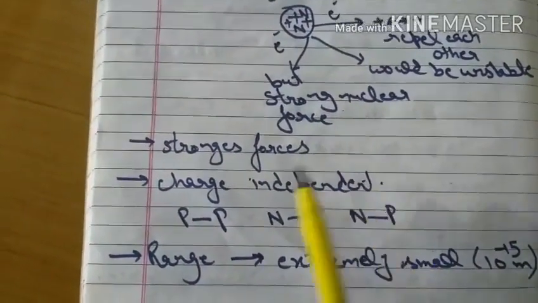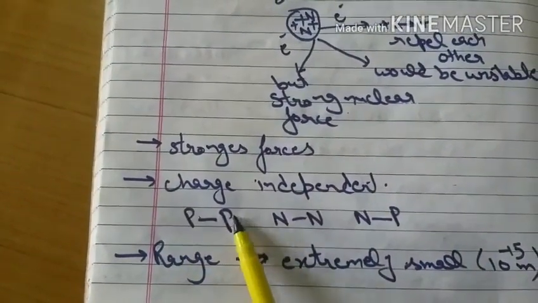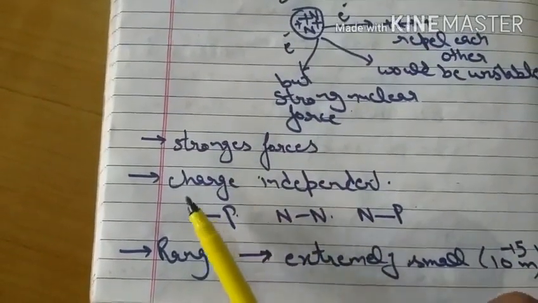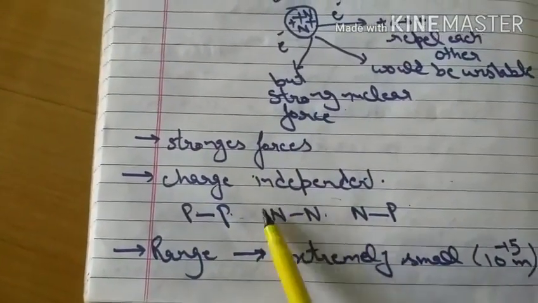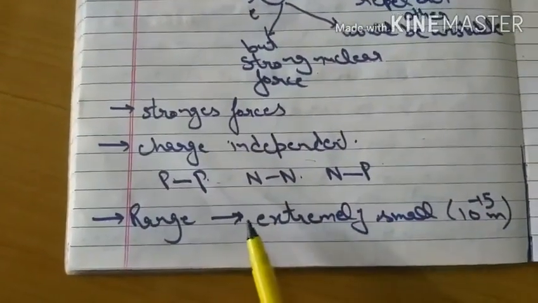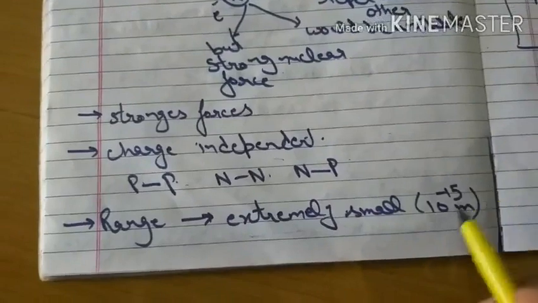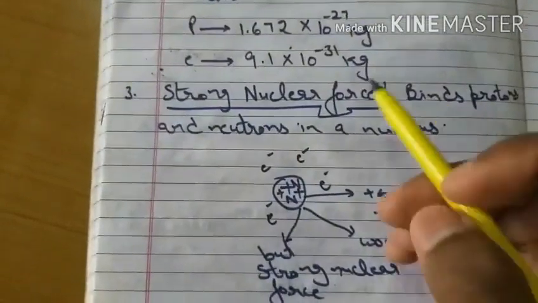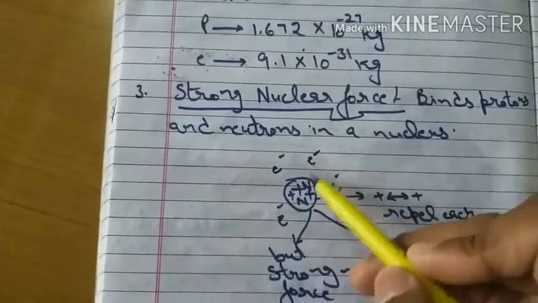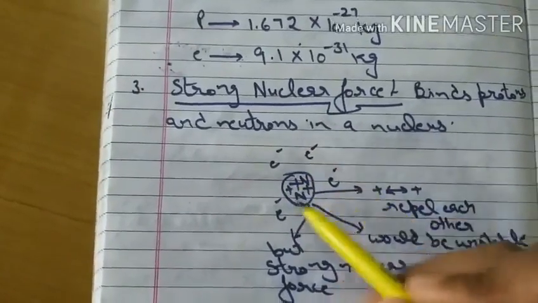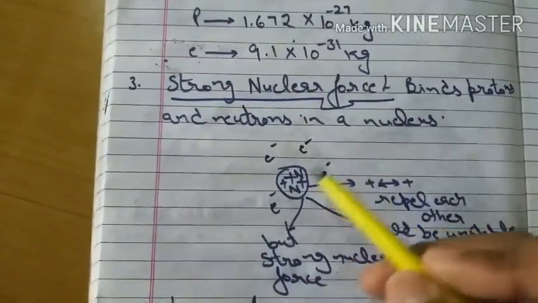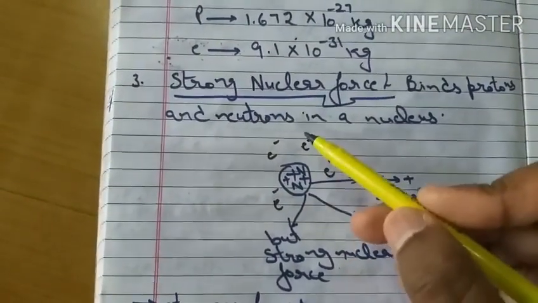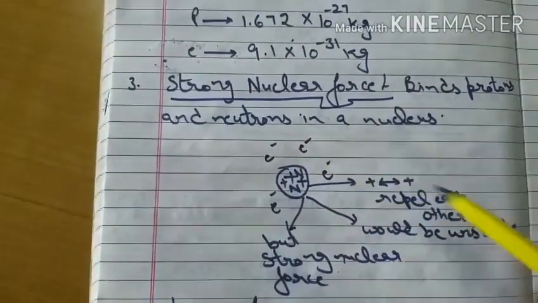What does it mean? It means that the nuclear force between proton and proton, neutron and neutron, as well as neutron and proton is the same. The strength of nuclear force does not depend upon the charge. Is that clear? And the range of nuclear forces is extremely small. It is of the order of 10 raised to power minus 15 meter. And that's why electrons do not feel any nuclear forces. And remember, electrons are held in the atom due to the electromagnetic interaction, the electromagnetic attraction between the positive nucleus and electrons, because electrons have a negative charge.